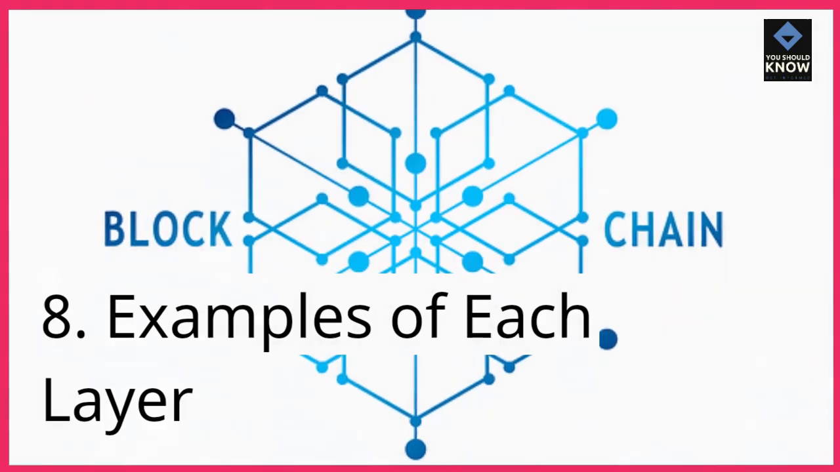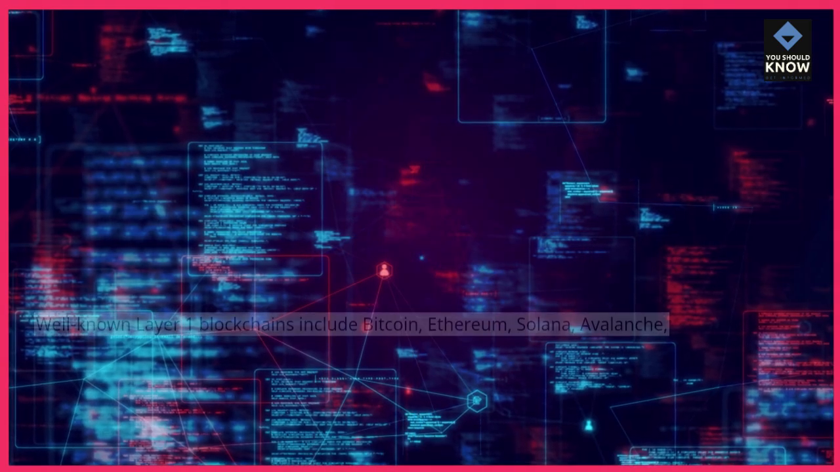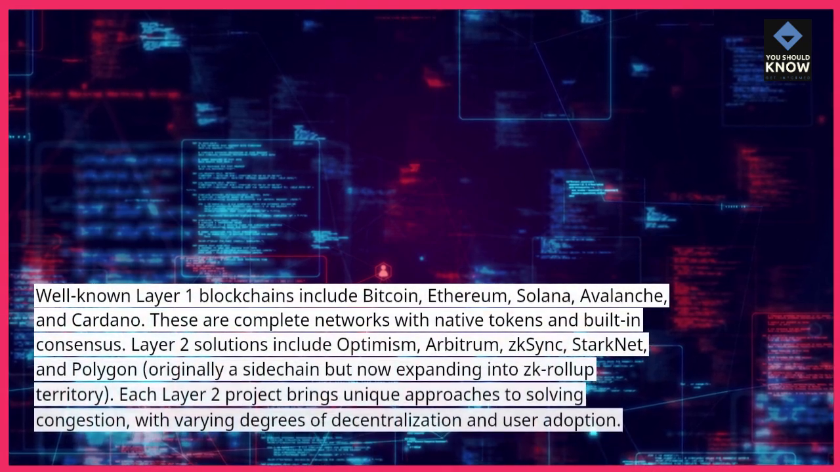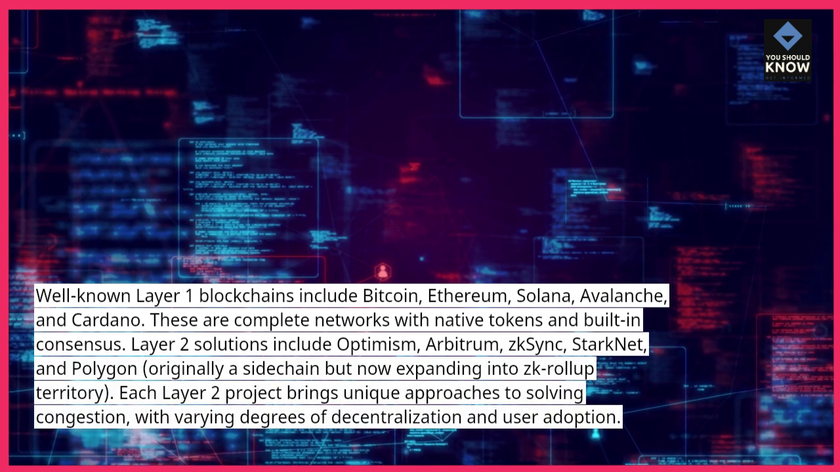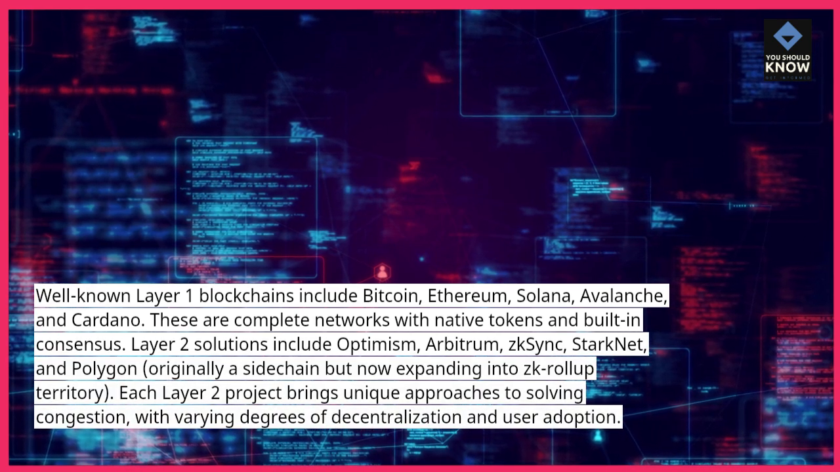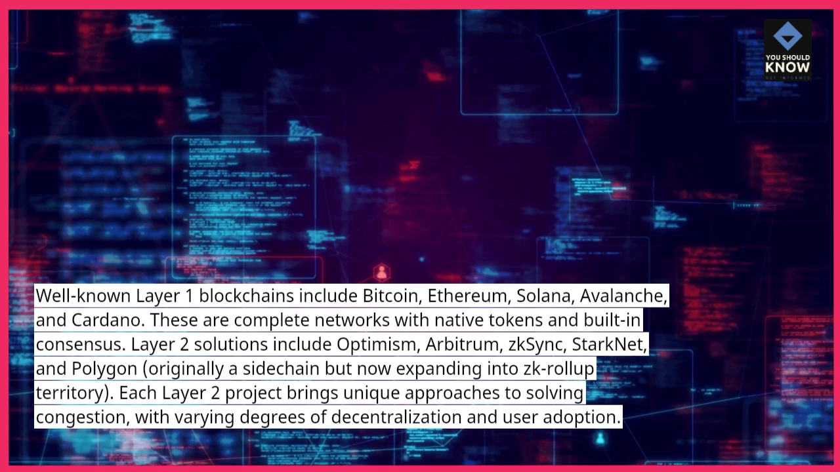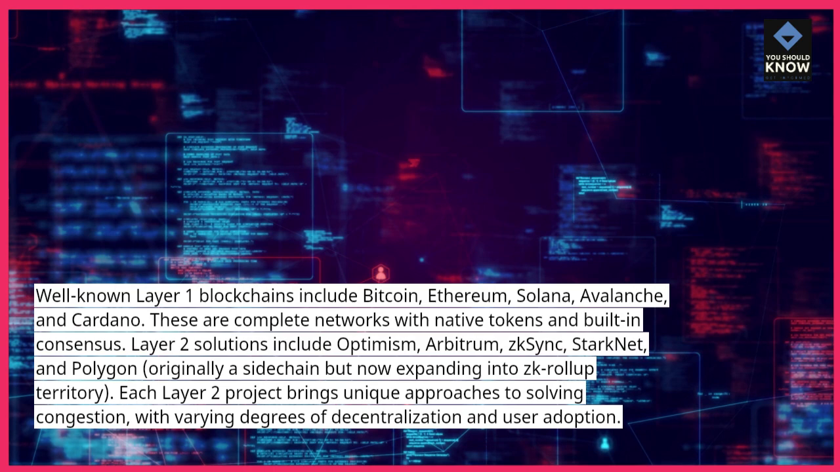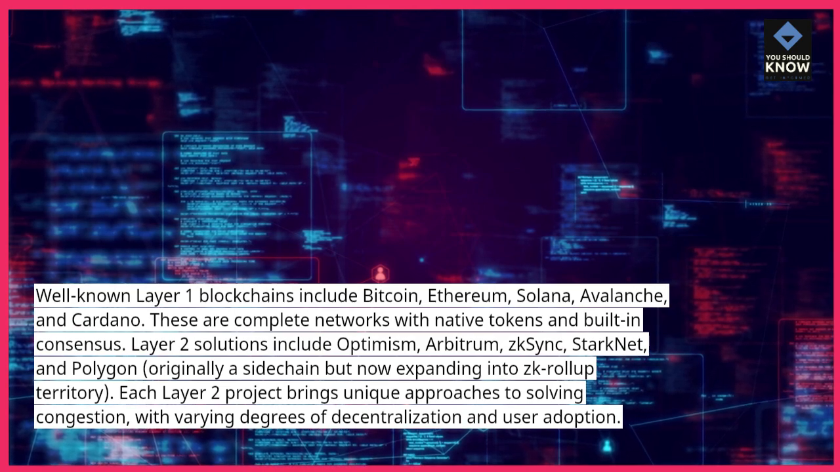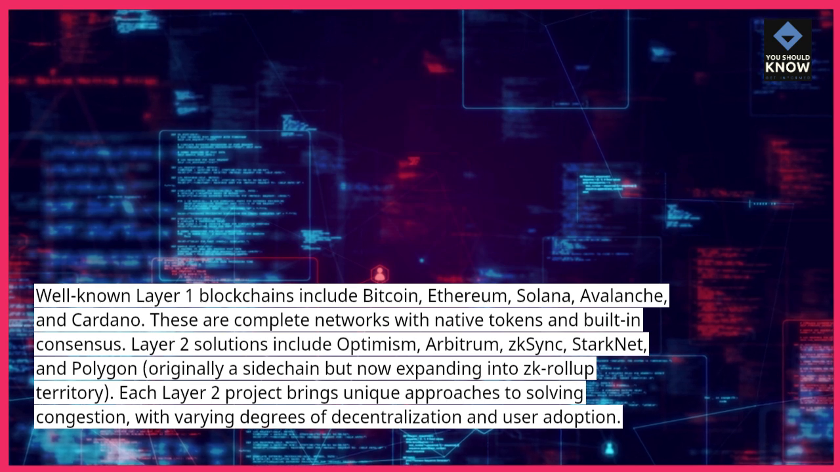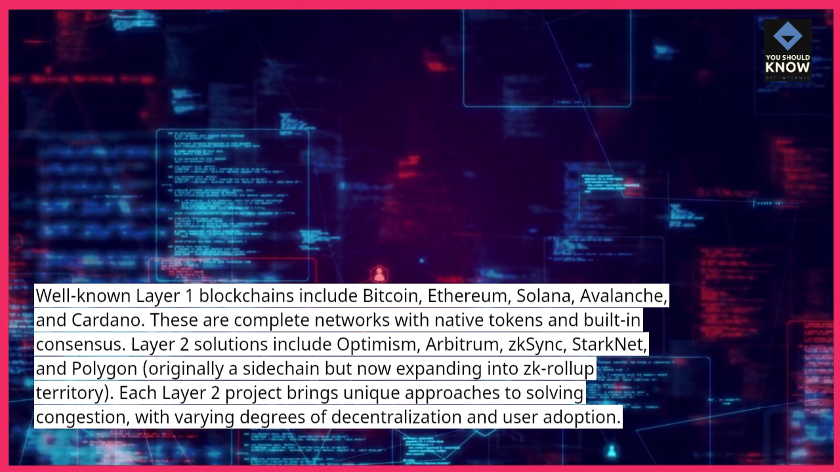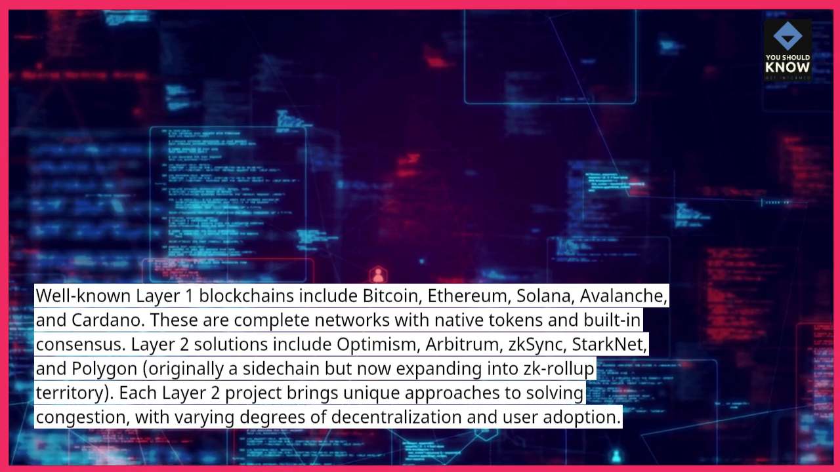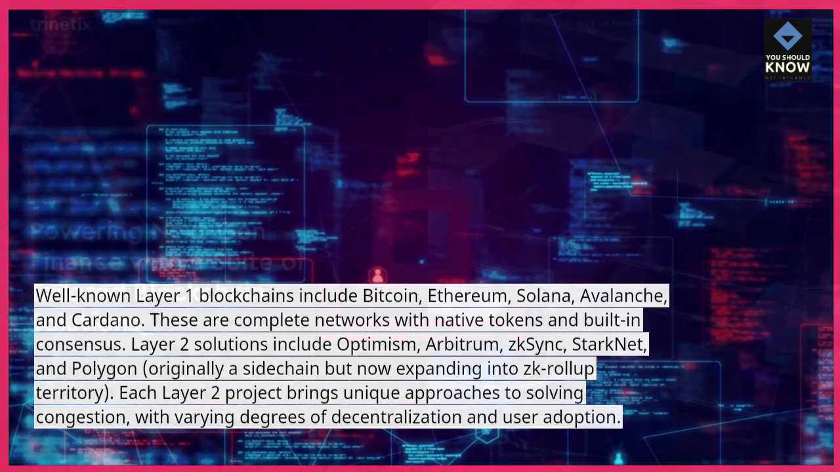8. Examples of each layer. Well-known Layer 1 blockchains include Bitcoin, Ethereum, Solana, Avalanche, and Cardano. These are complete networks with native tokens and built-in consensus. Layer 2 solutions include Optimism, Arbitrum, ZKSync, StarkNet, and Polygon, originally a sidechain but now expanding into ZK rollup territory. Each Layer 2 project brings unique approaches to solving congestion, with varying degrees of decentralization and user adoption.